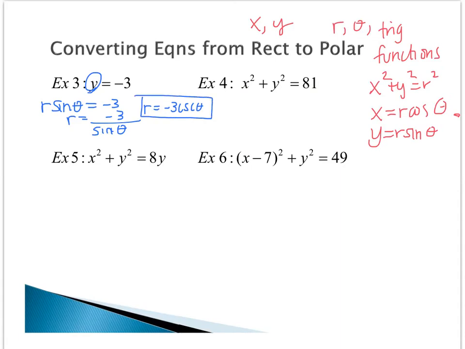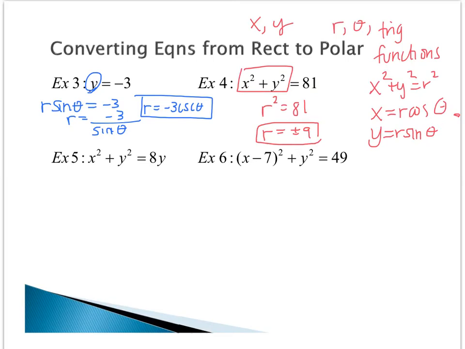In example 4, we want you to recognize that x squared plus y squared is equal to r squared. So we can quickly go ahead and do a replacement and just say r squared is equal to 81. And if we can square root it, well, that's sure a lot simpler than leaving it the way that it is. So we're going to square root both sides and just say r is equal to plus or minus 9. And this gives us the equation of a circle that has a radius of 9.